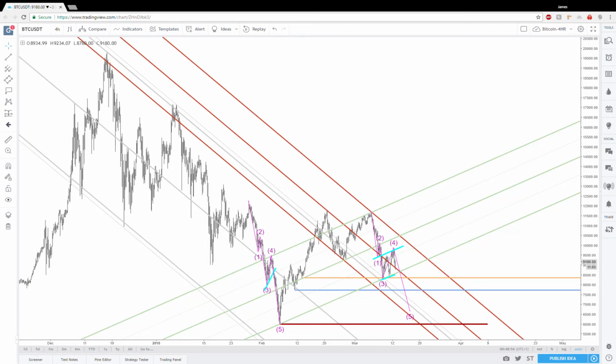Hey everyone, this is James, and it is March 12th, almost about 8 p.m. Eastern Standard Time. This is my 4-hour chart of Bitcoin. This is BTC USDT, and this is on the Binance exchange. So if you're wondering where the numbers are coming from, that's where they're coming from.